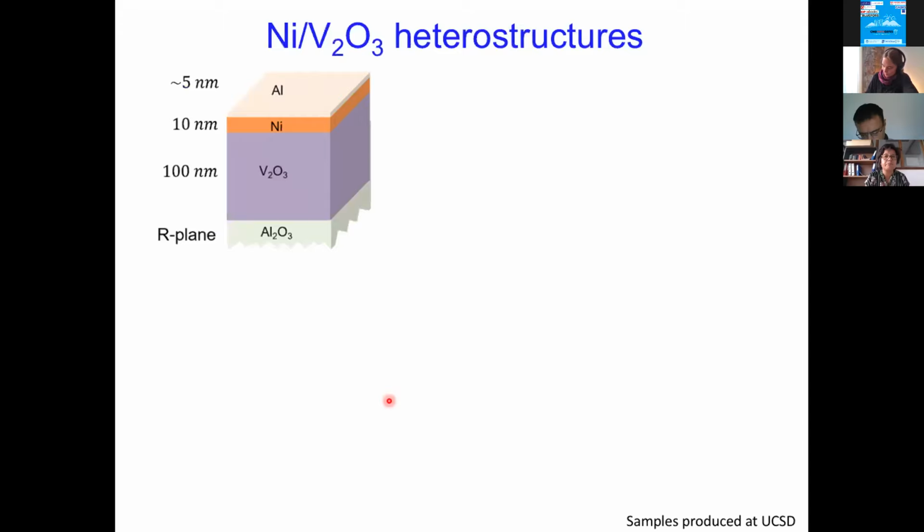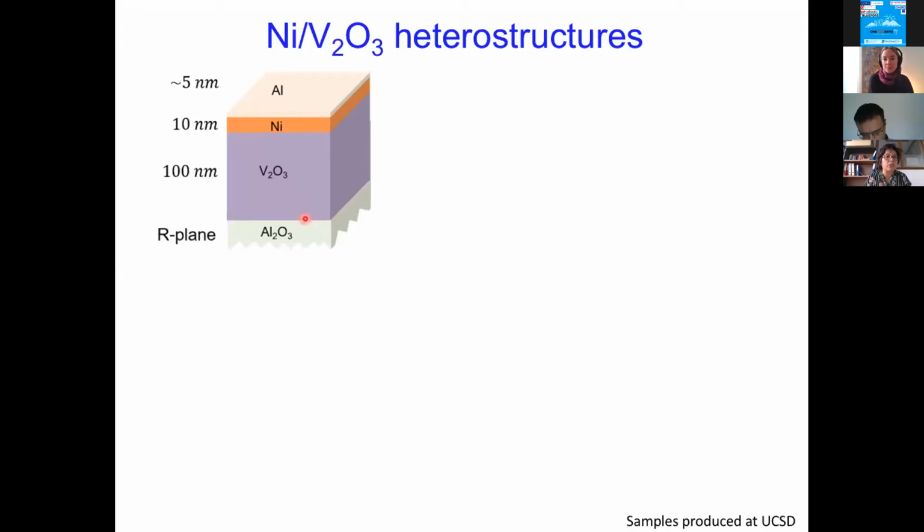So we will be working on this type of heterostructure, nickel layers deposited on V2O3. Our typical sample would be something like we show here in this sketch. We have 10 nanometers of nickel, a coating layer to avoid oxidation and preserve the nickel magnetic properties, and then a substrate of 100 nanometers of V2O3.